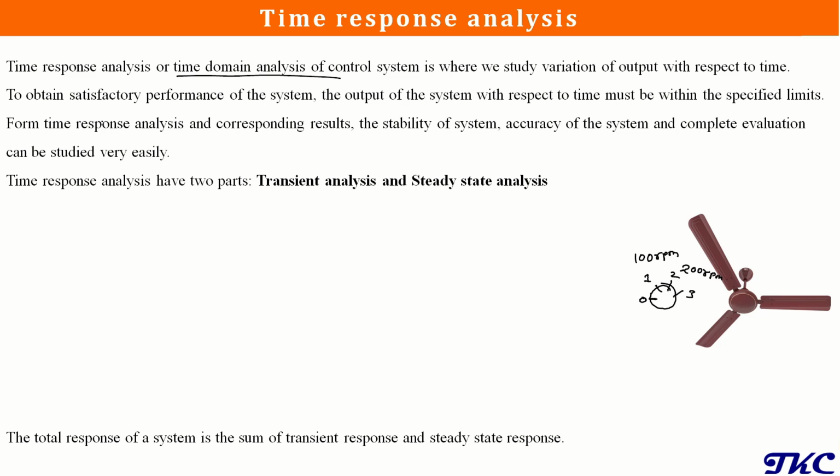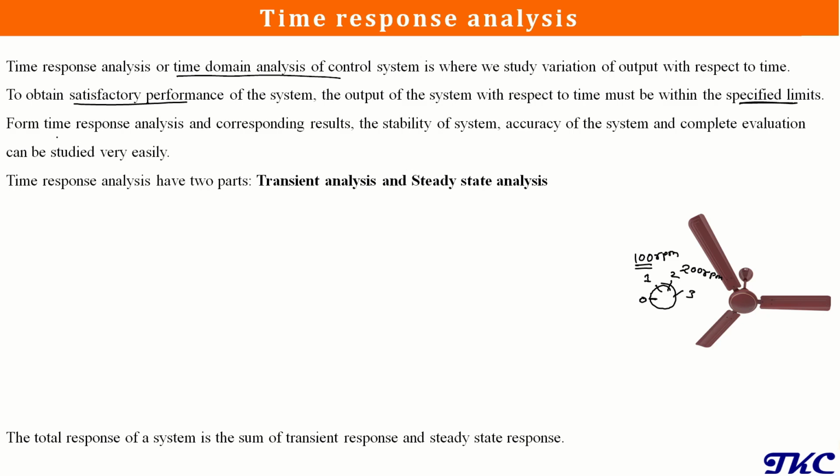Now whenever we say that a system is performing satisfactorily, the output of the system with respect to time must be within a certain specified limit. So this is a limit on this system. If we are changing from 0 to 1, and it goes beyond this limit or falls below this limit, then we can say that the system is not performing satisfactorily. So the speed of this fan needs to be around 100 RPM. That is what we have designed for.